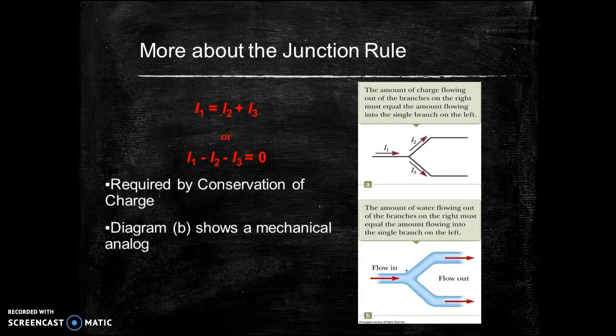Another example that we see every day is that of traffic. So if we let this junction represent a road junction, the amount of traffic flowing into this junction must equal the sum of the traffic going out of the two outlets.